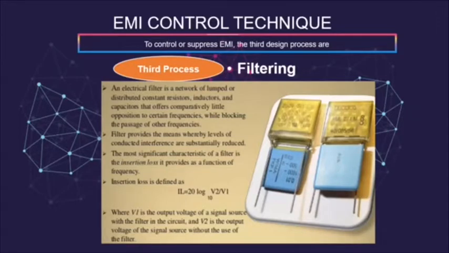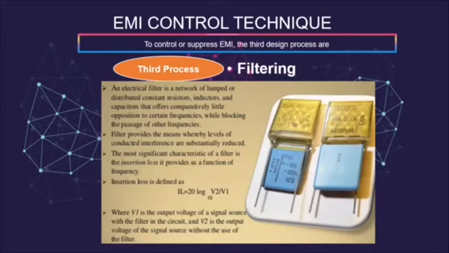Filtering is a network of lumped or distributed constant resistors, inductors, and capacitors that offers comparatively little opposition to certain frequencies while blocking the passage of other frequencies. Filters provide the means whereby levels of conducted interference are substantially reduced. The most significant characteristic of a filter is the insertion loss it provides as a function of frequency.